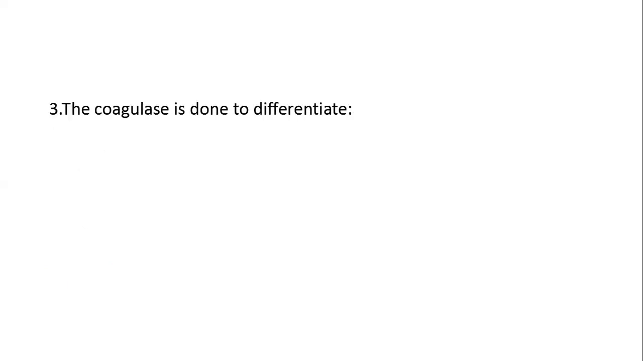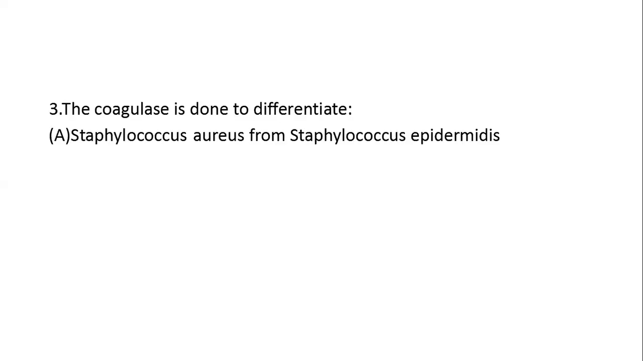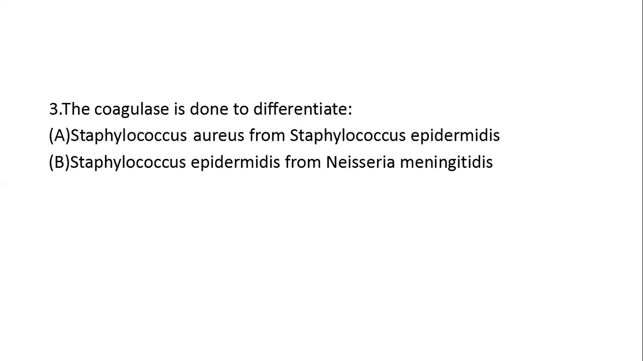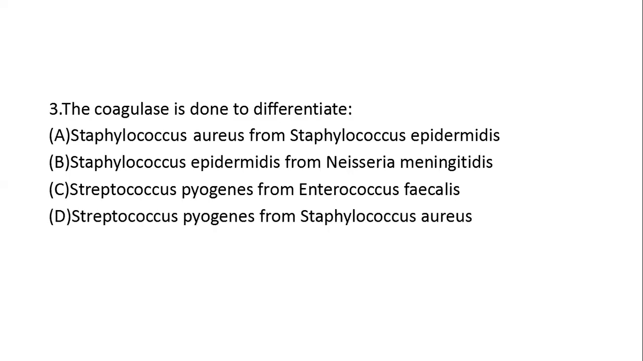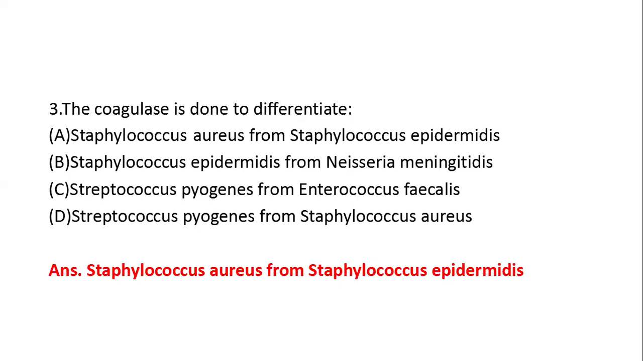Next, question number 3. The coagulase test is done to differentiate: Option A, Staphylococcus aureus from Staphylococcus epidermidis. Option B, Staphylococcus epidermidis from Neisseria meningitidis. Option C, Streptococcus pyogenes from Enterococcus. Option D, Streptococcus pyogenes from Staphylococcus aureus. So the right answer is Staphylococcus aureus from Staphylococcus epidermidis.